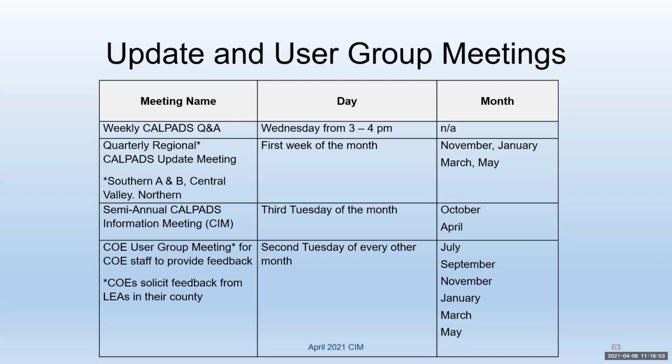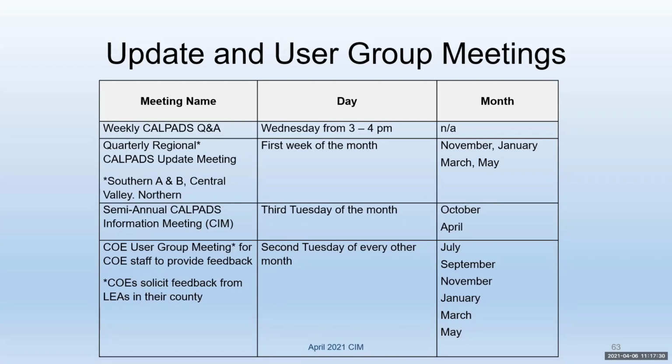So we will be providing quarterly updates on CALPADS, and this is usually based on the submission. So it'll be the first week of the month in November, January, March, and May. And we will be providing these trainings by region. Right now the proposal is to split the state up into 4 regions. We'll do 2 regions in the South, Southern A and Southern B, 1 in the Central Valley and 1 in Northern California. During the first week of the month, we will be providing those updates to those regions, and all of you will be able to access that content.